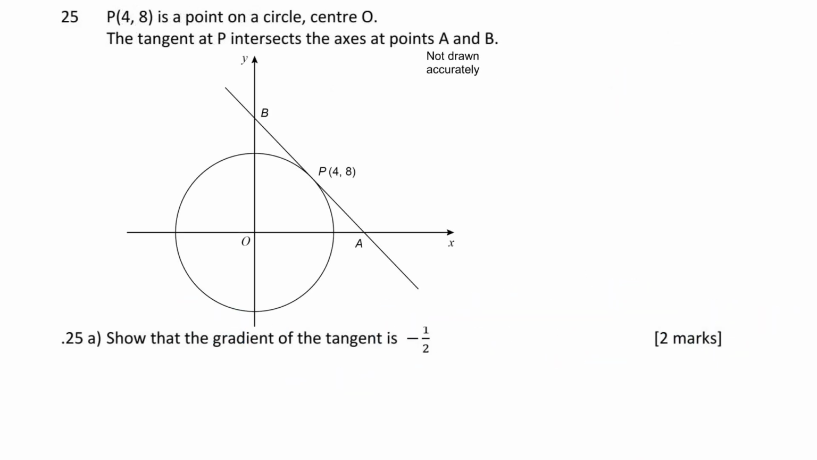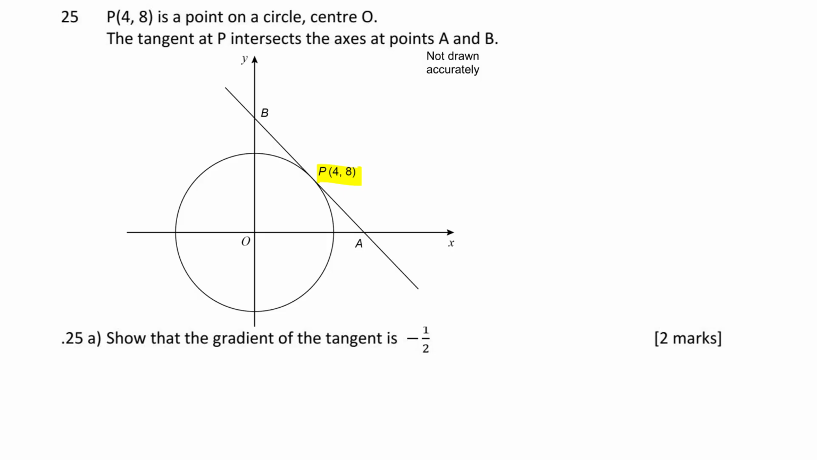Question 25. The point P with coordinates (4, 8) is a point on a circle, center O, the origin. The tangent at P intersects the axes at points A and B. Okay, so it's always good to read this text at the top just in case it's got any extra info in it, but I don't think it does here. We've got the point P, it's already marked, and we're told that the tangent cuts at A and B, which is already on the diagram. Okay, so what's the question? Show that the gradient of the tangent is minus a half.